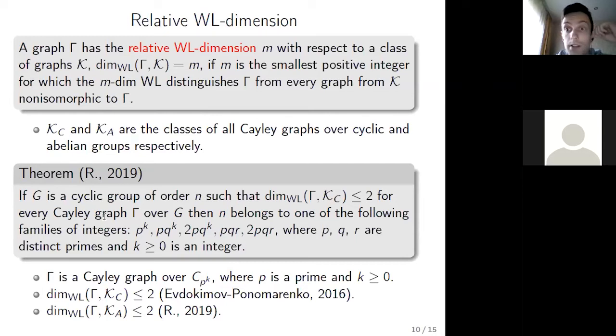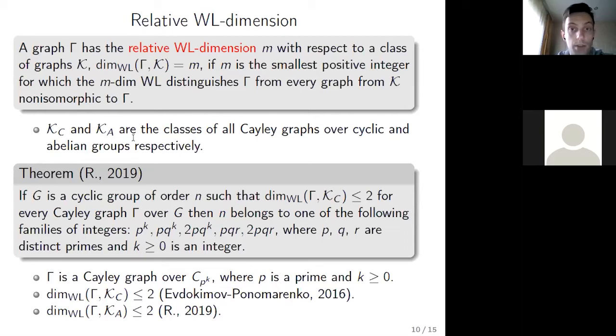And for this reason, we introduce the definition of the relative Weisfeiler-Leman dimension. We say that a graph gamma has relative Weisfeiler-Leman dimension m with respect to a class of graphs K if m is the smallest positive integer for which the m-dimensional Weisfeiler-Leman algorithm distinguishes gamma from every graph from K non-isomorphic to gamma, of course. Such relative dimension is denoted by dim_WL(gamma, K), where K is a class of graphs.